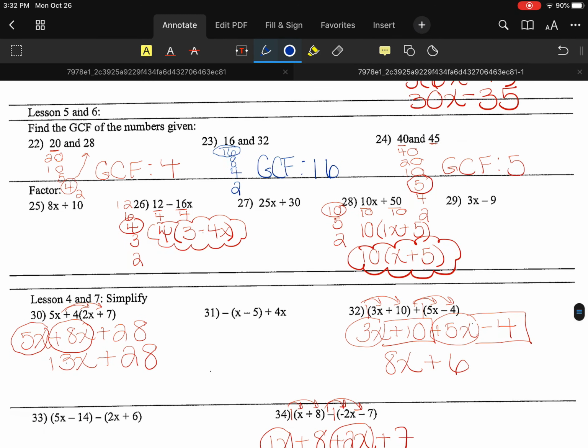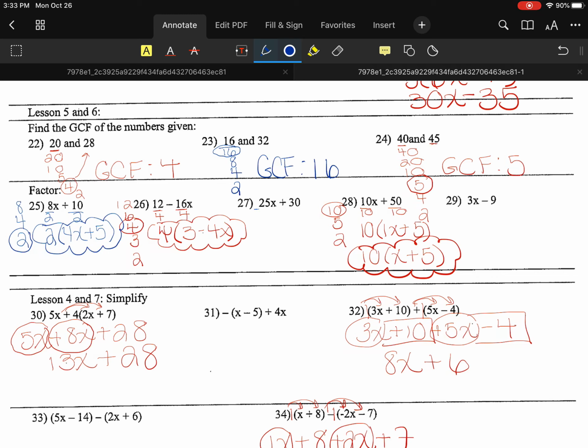25, factor means to rewrite as a multiplication problem, but first we need the GCF of 8 and 10. Start with the smaller, so I have 8, so 8 can go into 8, 4 can go into 8, and 2 can go into 8. The biggest number from that list that also can divide into 10 is 2. So my GCF is 2, but we need to now factor using that 2. Divide each term by 2, we have 4x plus 5 inside the parentheses. So 2 parentheses 4x plus 5.